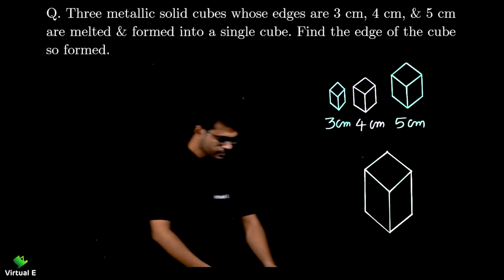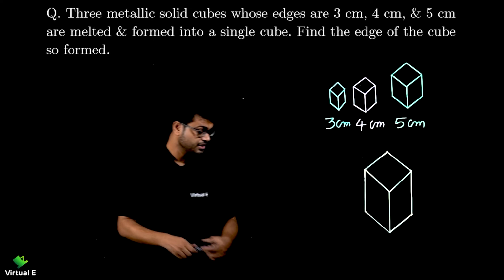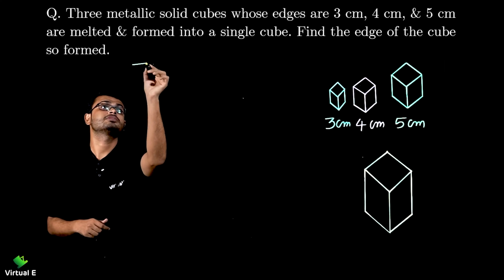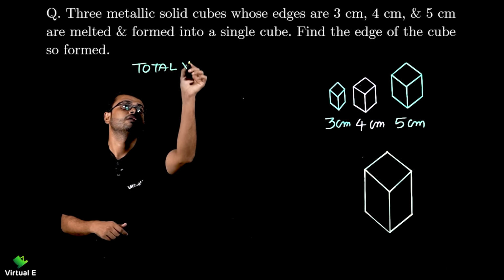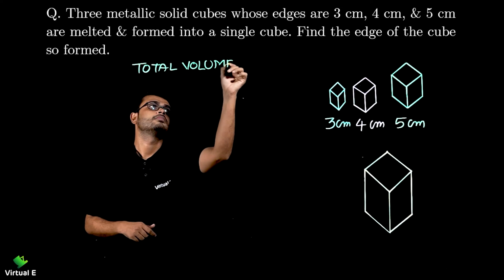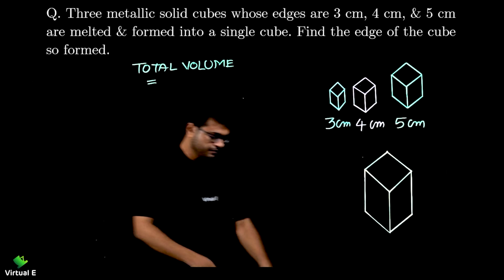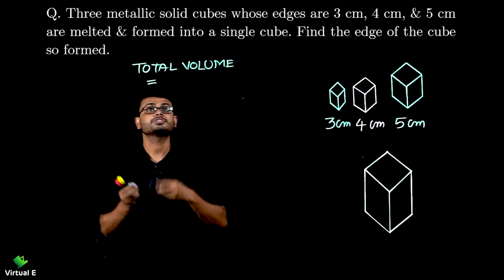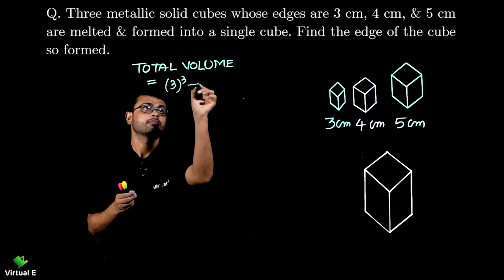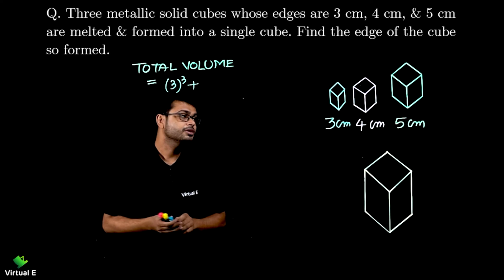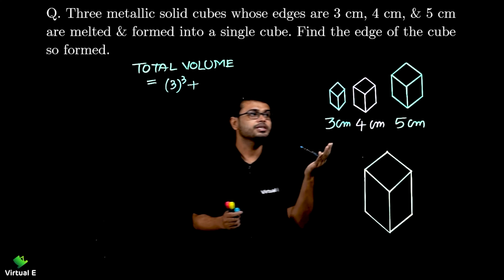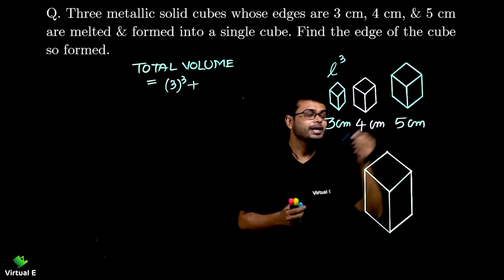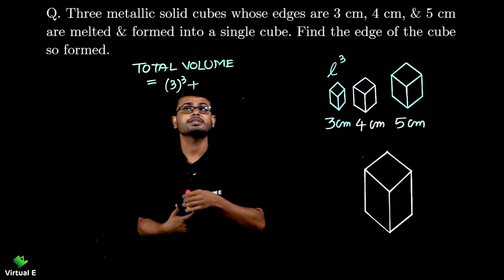So let's start with the total volume. Total volume is equal to, let's start with this 3. So we have 3, 4 and 5. Let's start with 3 cube first of all. Why have I done 3 cube? Can you think of that? The reason behind that is I am just using the volume formula for a cube, which is L cube. So 3 cube, 4 cube and 5 cube. Simple, nothing to worry about, simple logic.